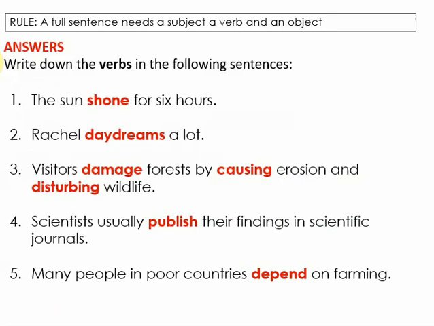Okay, the verbs. So anything that's an action that's being performed. Okay. So shone for number 1, daydreams for number 2. Number 3, we've got damage, causing, and disturbing. All of those are actions that are being performed by the subject visitors. Okay. Number 4, publish. Number 5, depend.